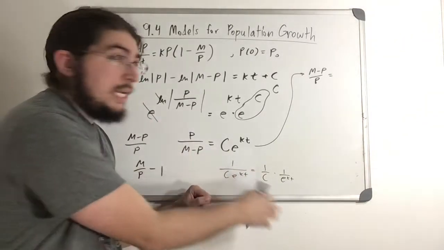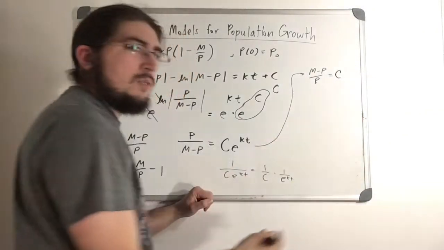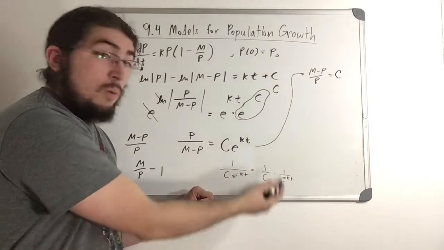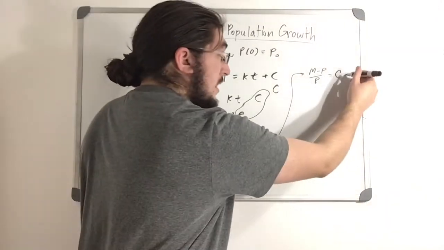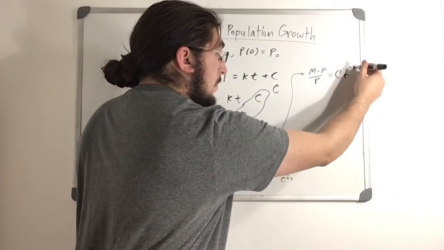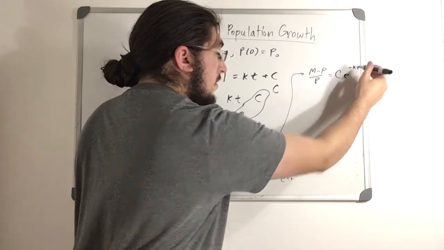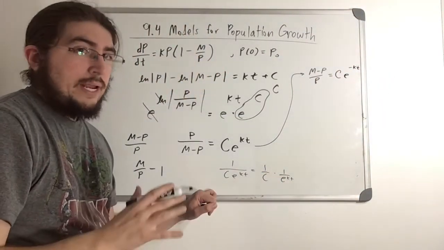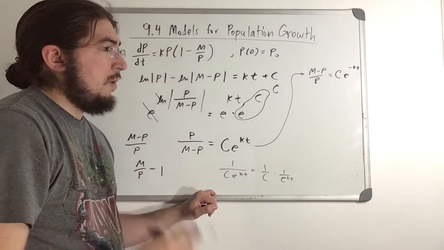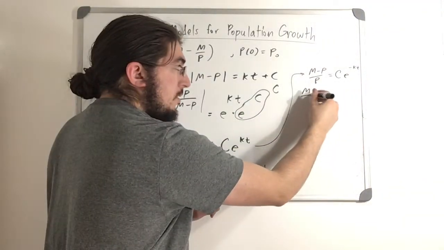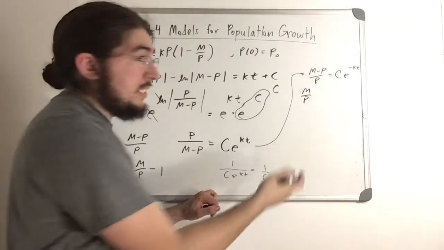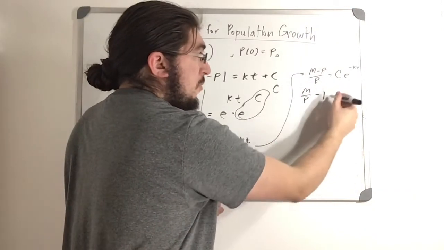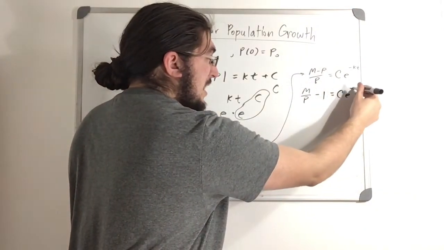So 1 over c, I'm just going to call c, because 1 over a constant is still a constant. 1 over e to the kt, I'm going to write that as e to the negative kt, because negative power means reciprocal. Okay? Great. And now what? Oh, now we can separate this just like we said earlier. That's the whole reason why we're doing this anyway. We get m over p minus 1 is equal to c e to the negative kt.